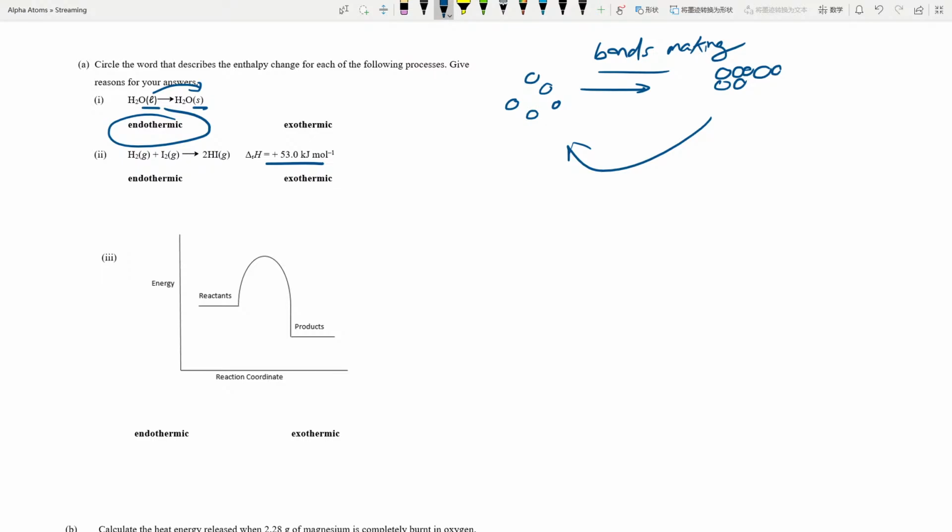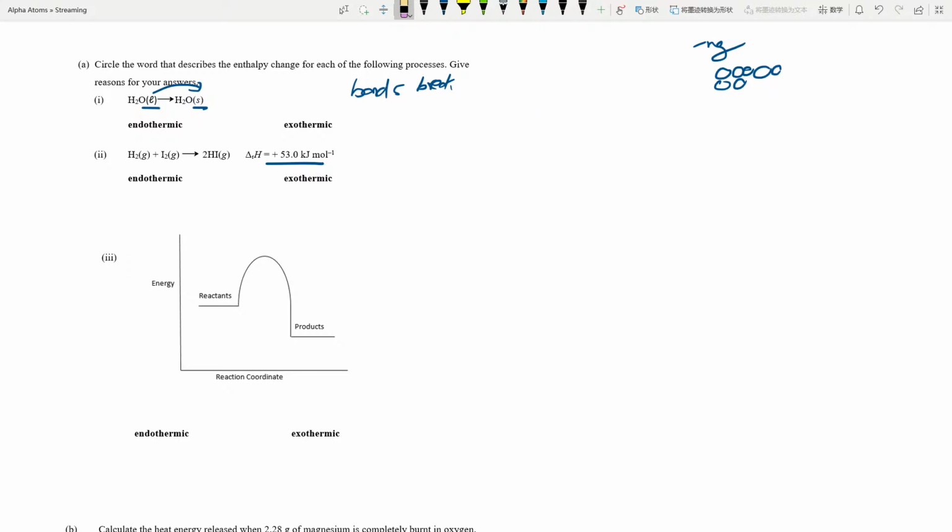So let's, oh, hold on. Did I just, this is why I don't do these at night times. Let me just, so bonds breaking, let's write this down. Bonds breaking, yeah, I got this the other way around. Sorry guys. See, this is what happens when I do things beyond my bedtime. Bonds breaking is endothermic. Bonds making, apologies for that part, is exothermic.